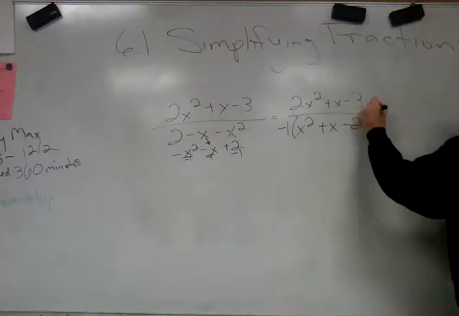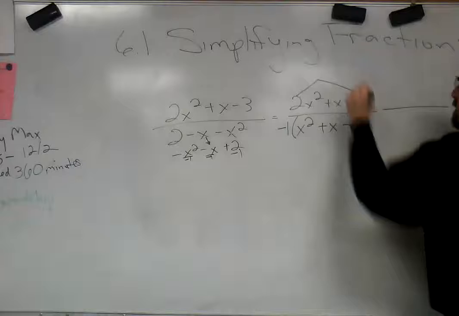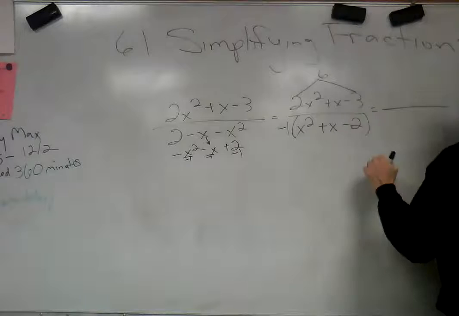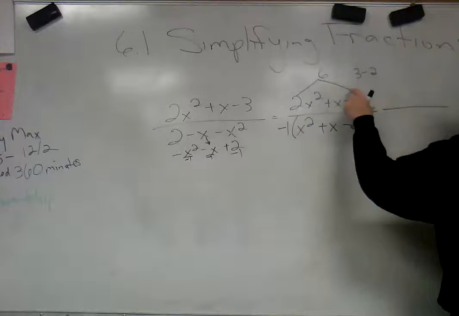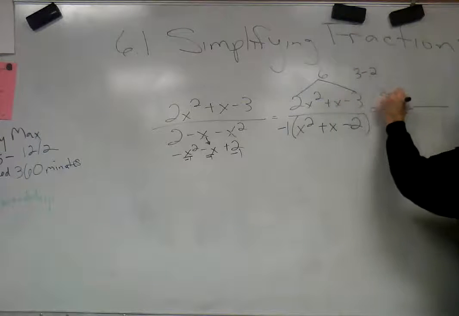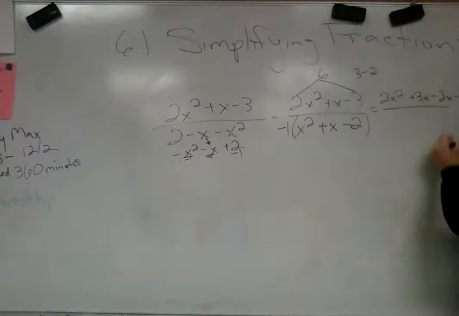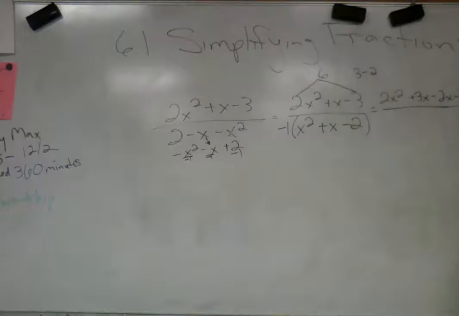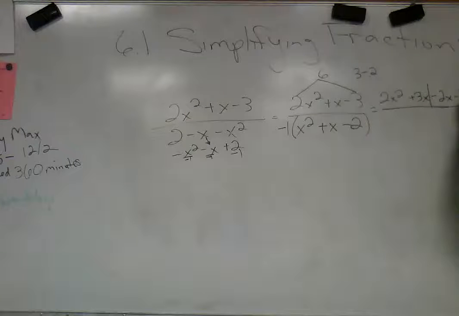So now let's work on the top. We have a factor in the front and factors in the back. We need to multiply them to get 6, factors of 6 that subtract to be positive 1. So 3 minus 2 would get us positive 1. So 2x squared plus 3x minus 2x minus 3. I'm going to complete this whole top portion before I move to the bottom. 4 parts, cut it in half.